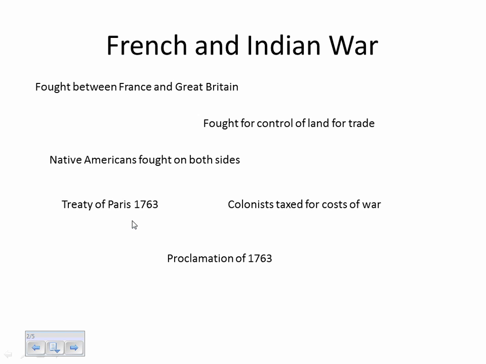Tensions grew when Parliament passed laws to tax the colonists to pay for the cost of keeping a large standing army in North America to protect both Britain's possessions and the American colonists from attacks. The tensions increased with the Proclamation of 1763, by which Americans were forbidden from settling beyond the Appalachian Mountains in an effort to limit their conflicts with Native Americans.